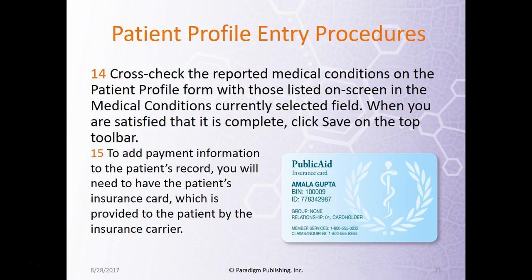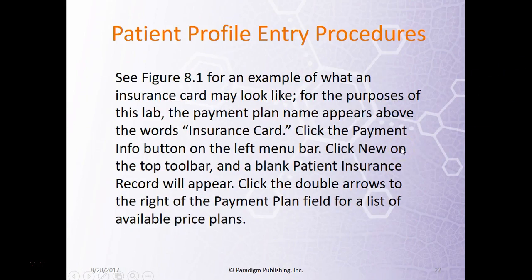To add payment information to the patient's record, you will need to have the patient's insurance card, which is provided to the patient by the insurance carrier. So here we have an example of an insurance card. And you're going to look at figure 8.1 in your book for an example of what an insurance card may look like, just like the one on the previous screen.